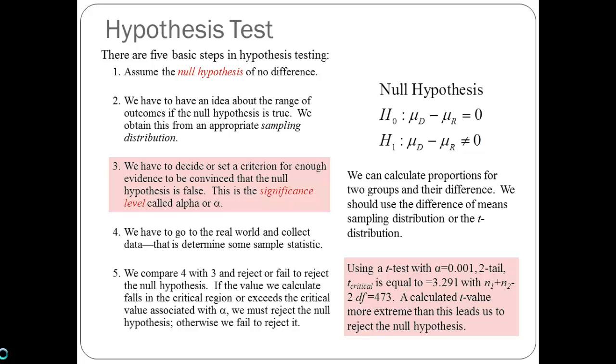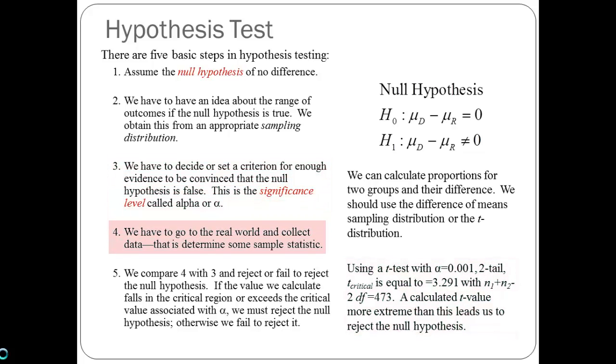I go to my t-table in the back of the book. I have 473 degrees of freedom. That is, the number of Republicans plus the number of Democrats minus 2. And I look up the column where alpha is 0.001 two-tailed. I find out that my t-statistic is approximately 3.291. Again, this is a number you should have been able to come up with on your own, knowing that we typically use, for large samples, 1.96, 2.58, and rounded 3.3.